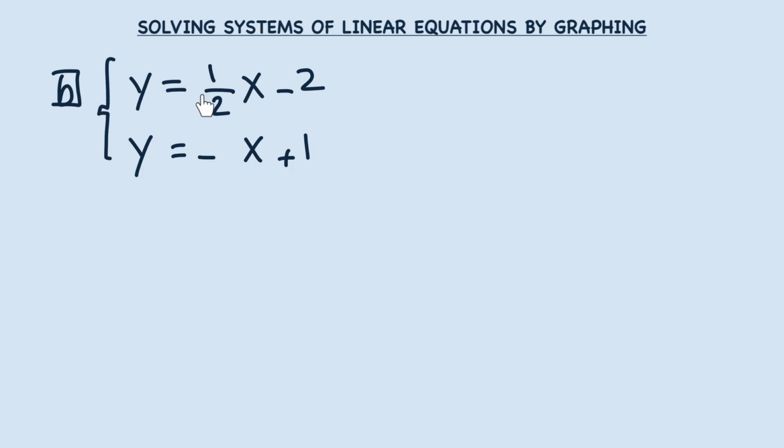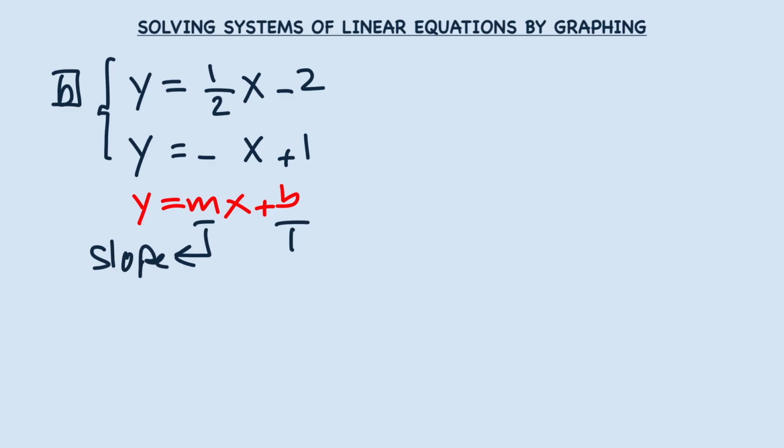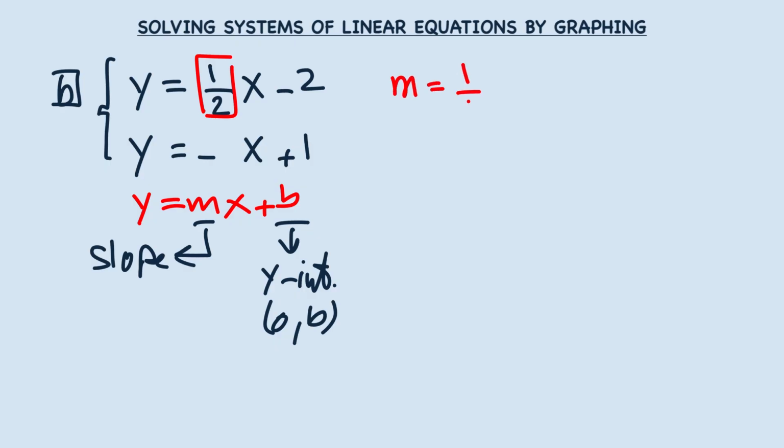We will notice here, guys, these two equations are given in the slope-intercept form, which is y equals mx plus b, where m represents the slope, b represents the y-intercept, which is (0, b). So the easiest way, guys, to plot this type of equation is to identify these values and plot them on the coordinate system. If we compare this equation with the standard form, we will notice that the value 1 over 2 represents m, which is the slope.